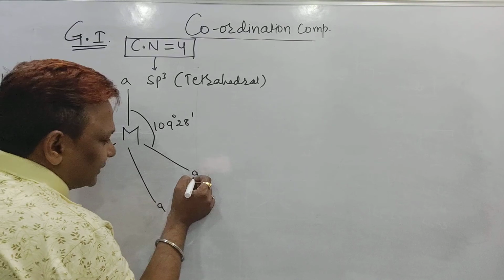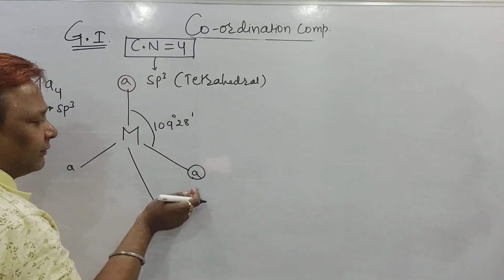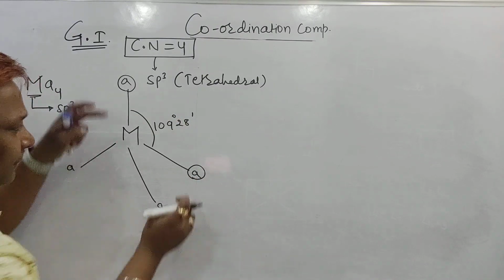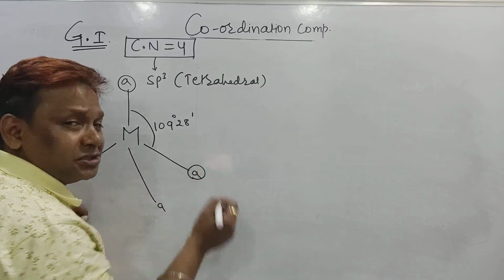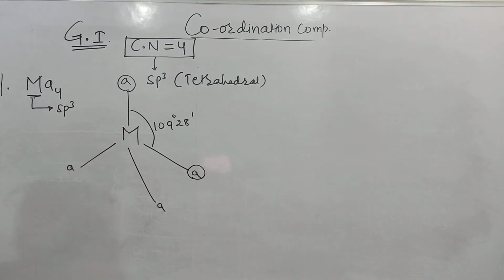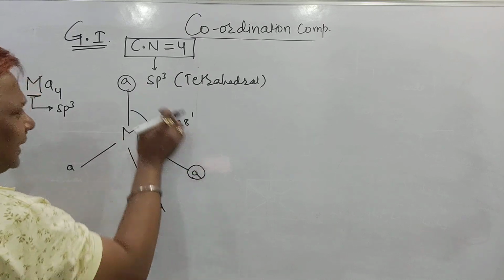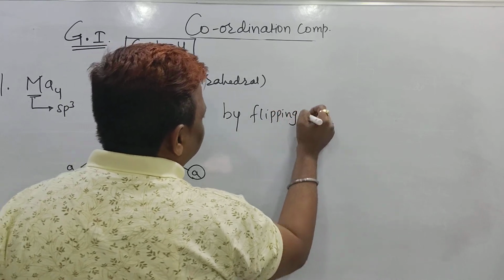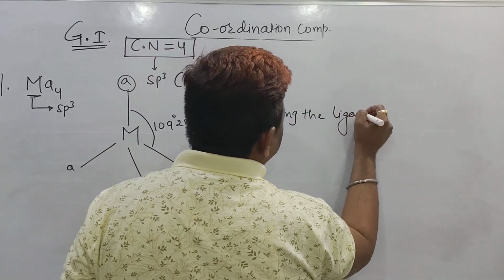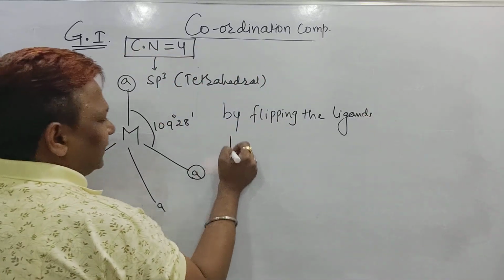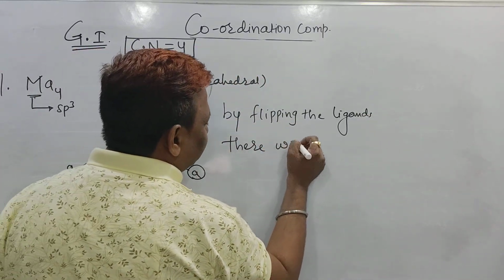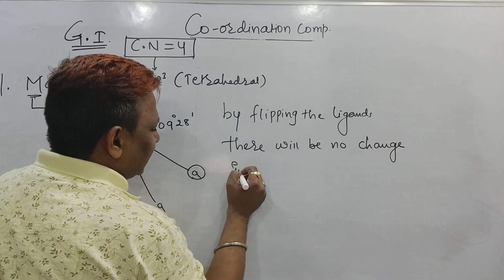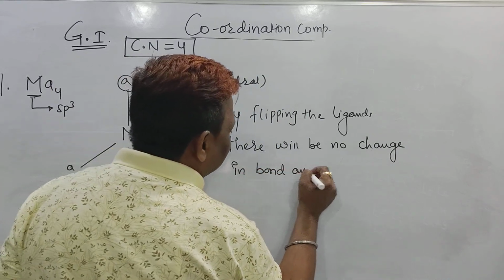But what I will do, this one ligand A and this one ligand A, I will flip them. Flip means this A I will keep here and this A I will keep here. By flipping these two, are you getting any change in the bond angle? Think and tell me. See what I will write here. By flipping the ligands, there will be no change in bond angle.